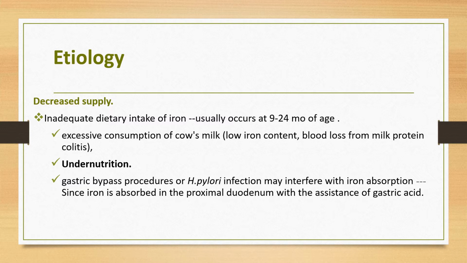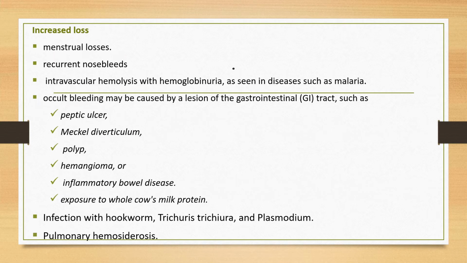Worldwide, undernutrition is the most common cause of iron deficiency. Gastric bypass procedures or H. pylori infection may interfere with iron absorption, because iron is absorbed in the proximal duodenum with assistance of gastric acid, and lack of gastric acid predisposes to iron deficiency.